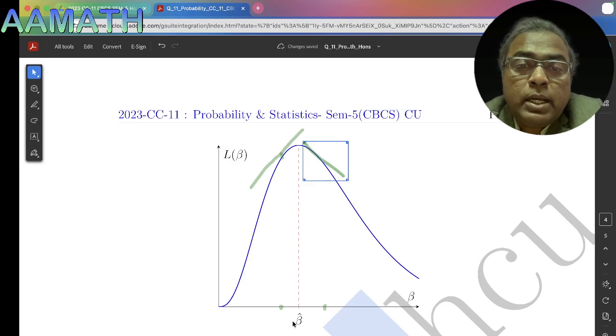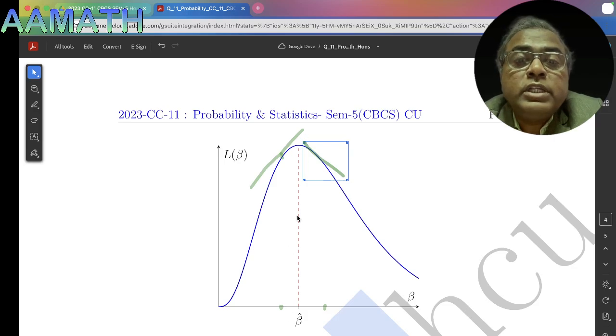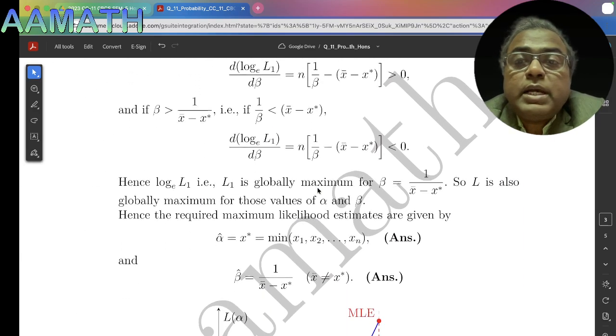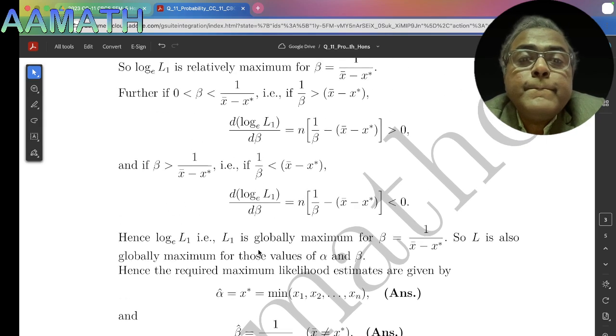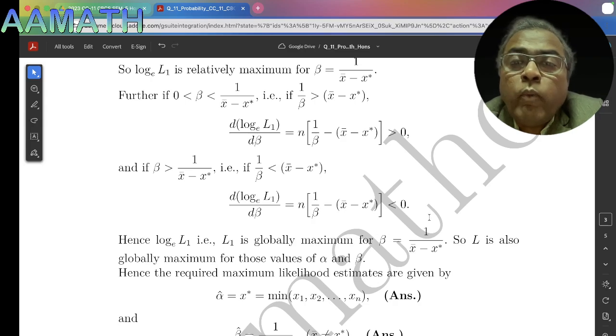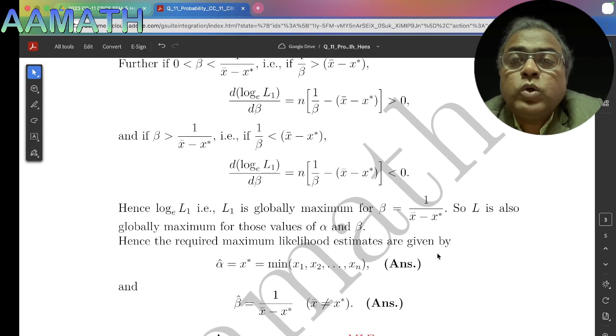Next we prove that this is the β cap, the maximum likelihood point for this β. So log L1 to the base e, that is the L1 function, is globally maximum for β equal to 1 by x̄ minus x*. So L is also globally maximum for those values of α and β.